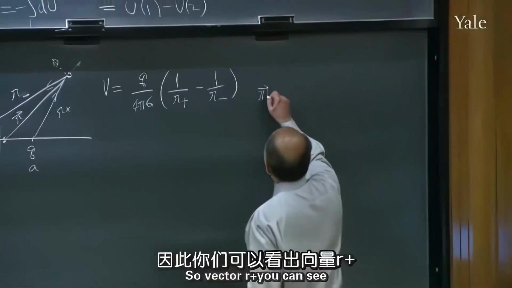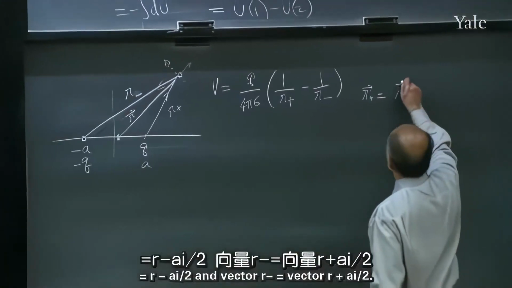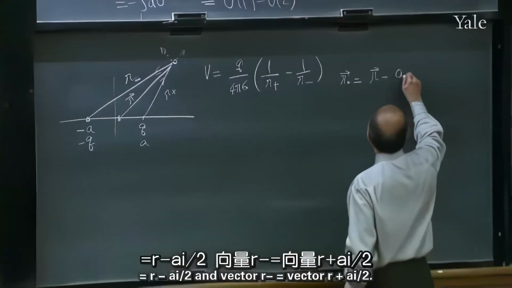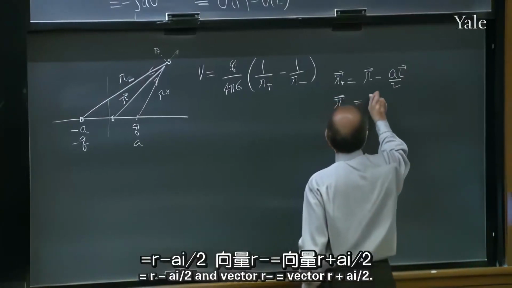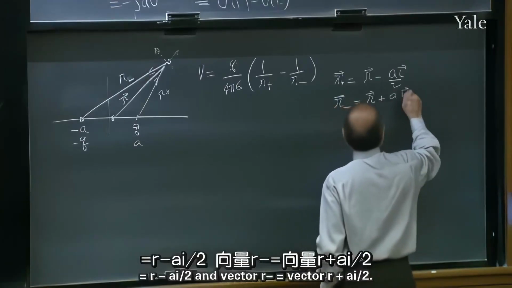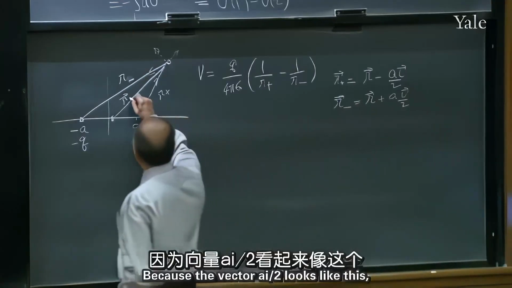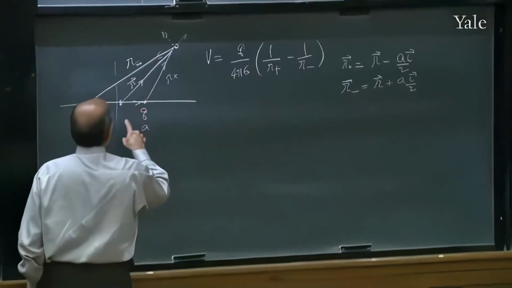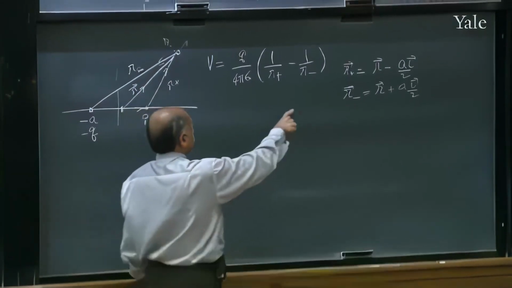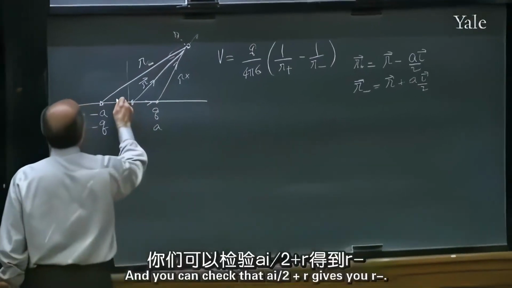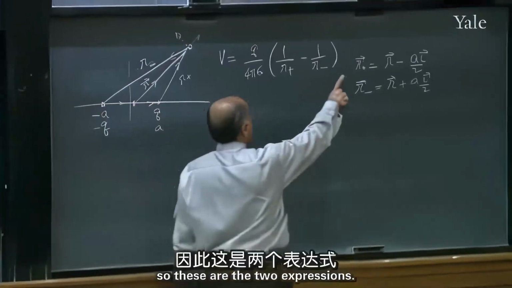So vector R plus, you can see, is equal to R minus A over 2, and vector R minus is equal to vector R plus A over 2. Because the vector A over 2 looks like this. So A over 2 plus R plus should give you R. You can check that. And you can check that A over 2 plus R gives you R minus. So these are the two expressions.